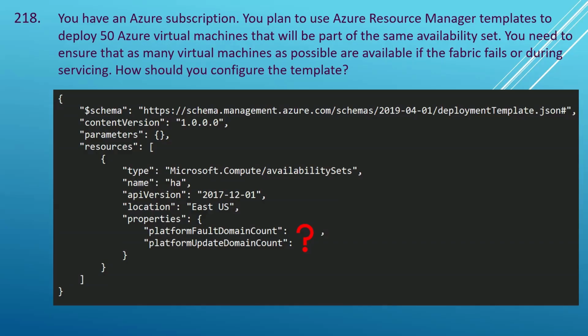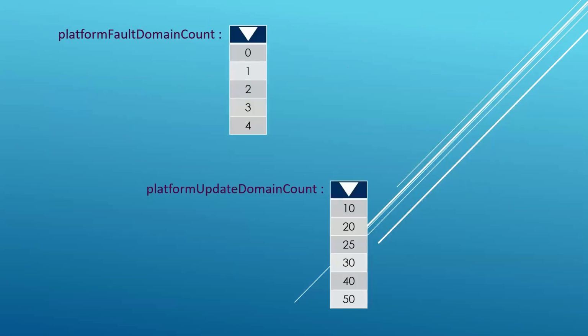Question number 218. You have an Azure subscription. You plan to use Azure Resource Manager templates to deploy 50 Azure virtual machines that will be part of the same availability set. You need to ensure that as many virtual machines as possible are available if the fabric fails or during servicing. How should you configure the template? In front of you is a template in which you can see the type denotes that availability sets are being created, and the location of the availability set is East US. In the properties, it is defined that platform fault domain count and platform update domain count are to be determined. So based on this, the question is, how many platform fault domain count and how many platform update domain count should you choose? And friends, the correct answers here are 3 fault domain count and 20 update domain count.